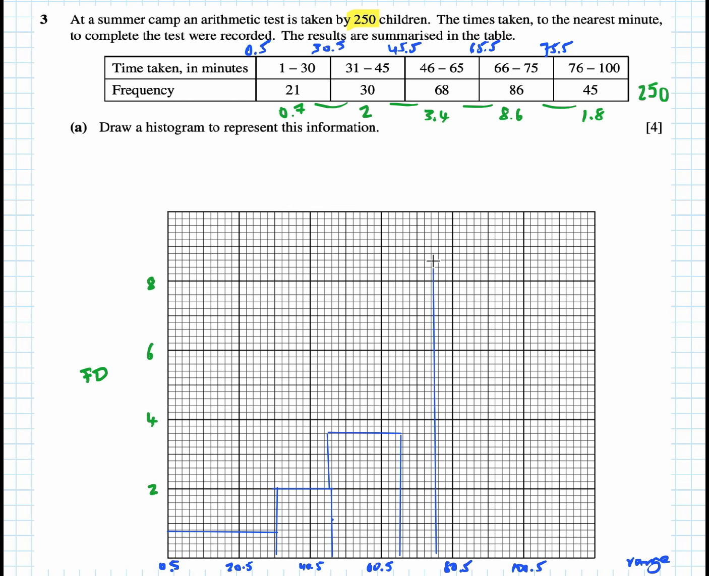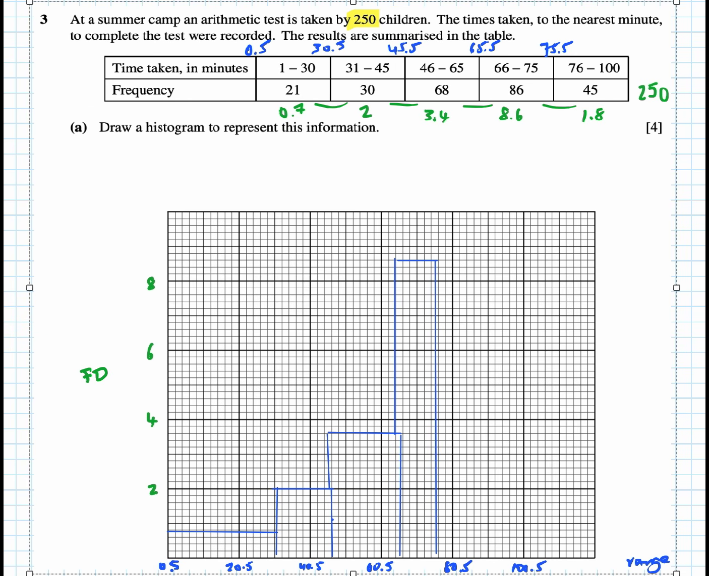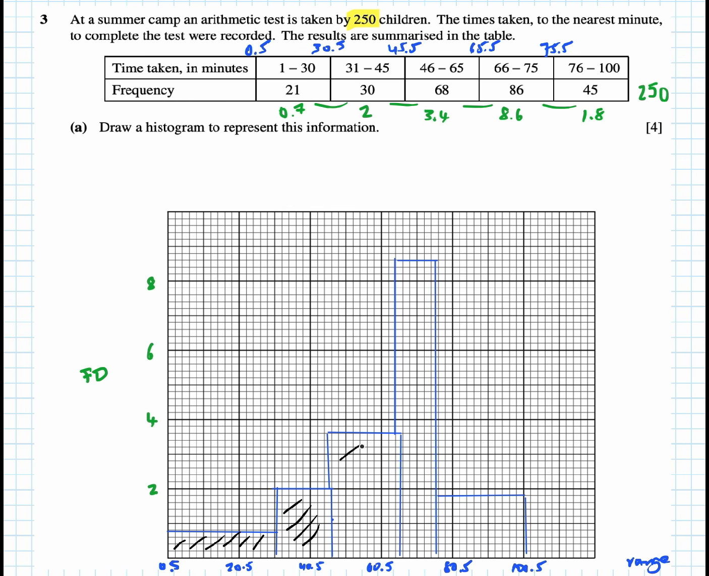This one goes up to 8.6. So let's make sure it's in between those limits of 65.5 and 75.5. Yep, again, it's fine. My drawing's not perfect. You'll be much better doing it by hand. And we have, lastly, 1.8, so just below the 2 line there, and going all the way to the top, 100.5. Okay, color them in if you want.